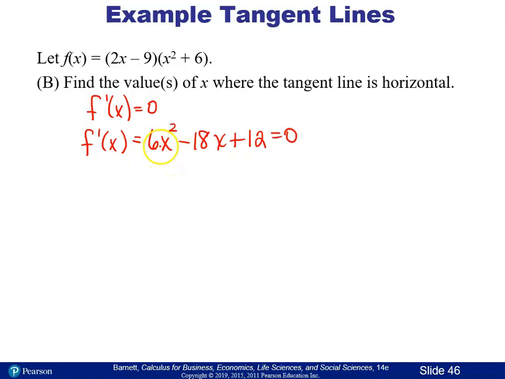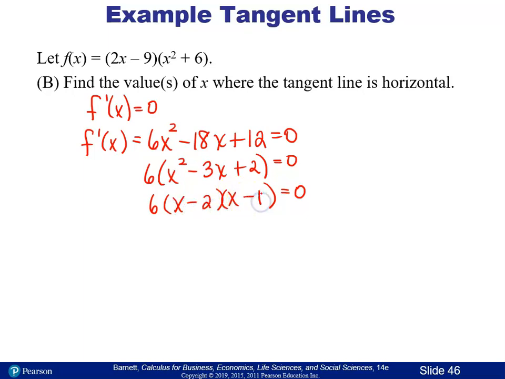So the easiest way to do this is to see if we have a GCF, and we do have 6 as a GCF. So by taking that out, it actually gives us a trinomial that's pretty easy to factor. So we need, what, two numbers that multiply to give us 2 and add to give us 3. So that's going to be -2 and -1. So we'll set each factor equal to 0. We don't really get anything when we set 6 equal to 0, but if we set these equal to 0, we're going to get 2 and 1. So those are the two values of x where our tangent line is horizontal.